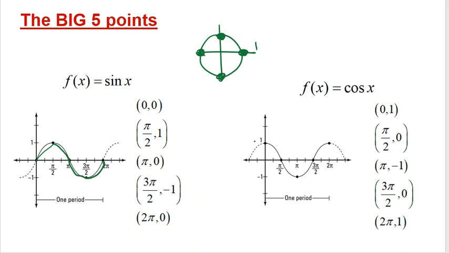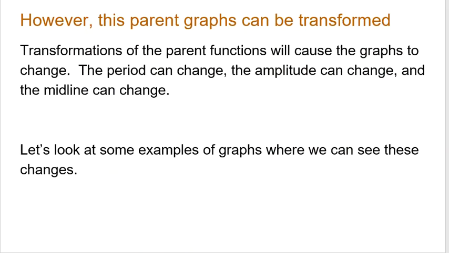So there's that full circle. Where cosine actually starts up at 1. The first x coordinate, 0 radians, is 1. And then we come all the way down to -1 and then back up to +1. So there's one full cycle. So what we want to talk about now is how these parent functions of sine and cosine can be changed. And it really has to do with changing the amplitude, changing the period, and changing the midline.